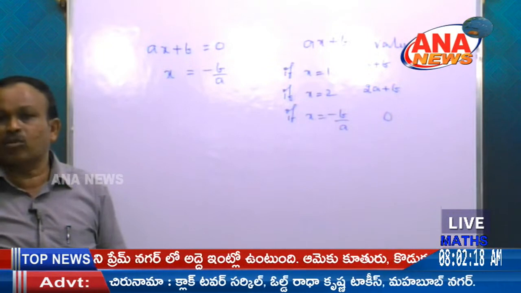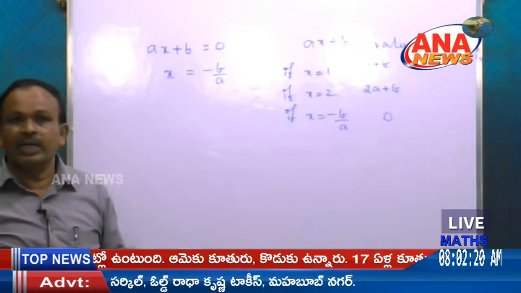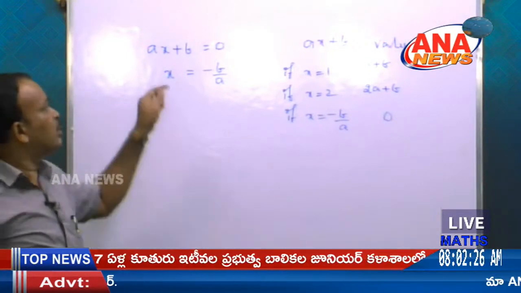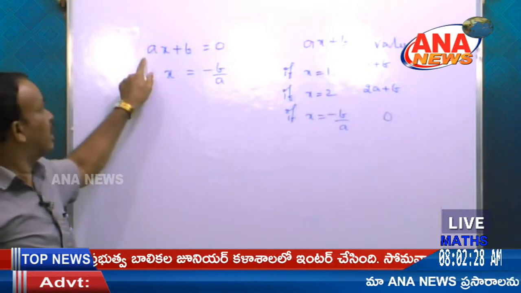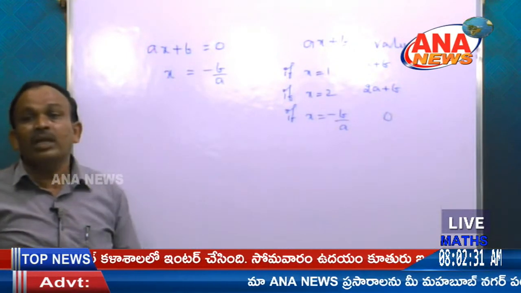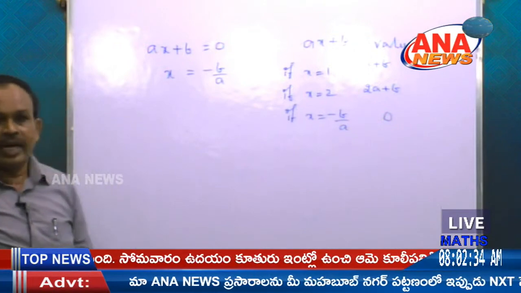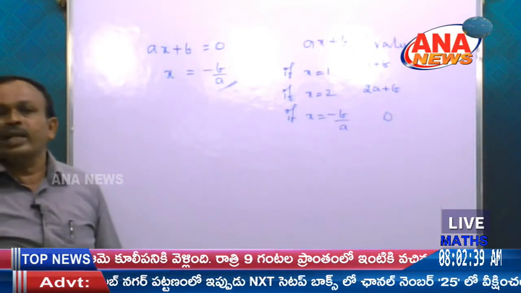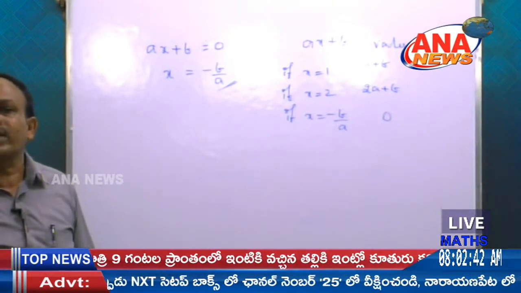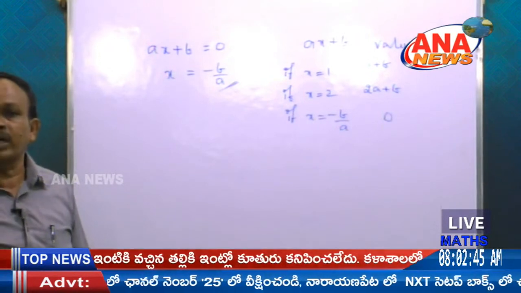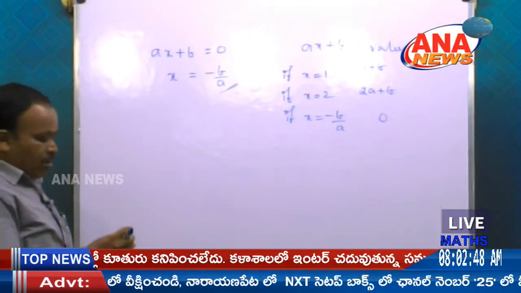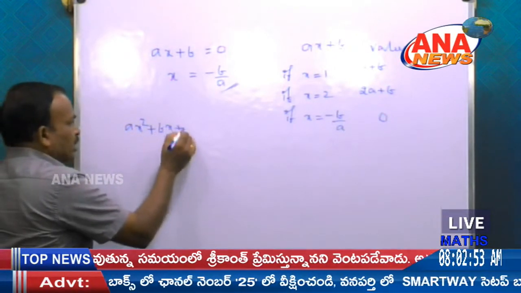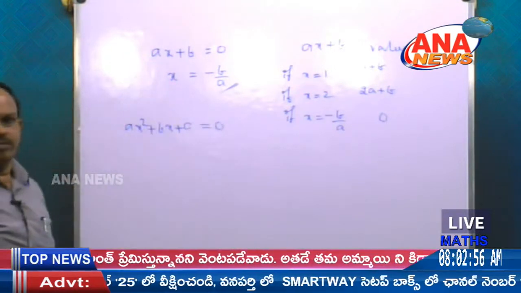In first degree, this is called a first degree equation. That means x is a variable, a and b are complex numbers. Ax plus b is equal to 0 is called a linear equation. Next, what is this minus b by a? In this equation, minus b by a is called the root of that equation. Next, for example, ax square plus bx plus c is equal to 0.